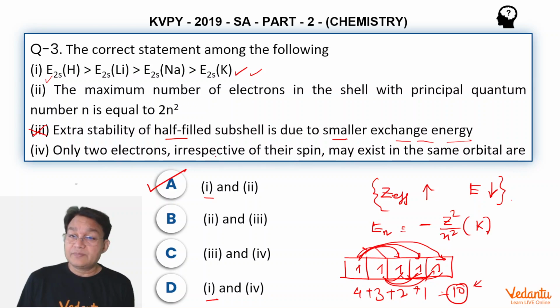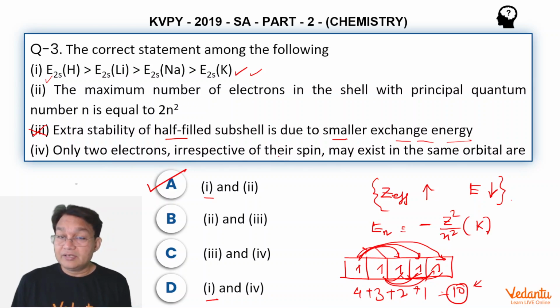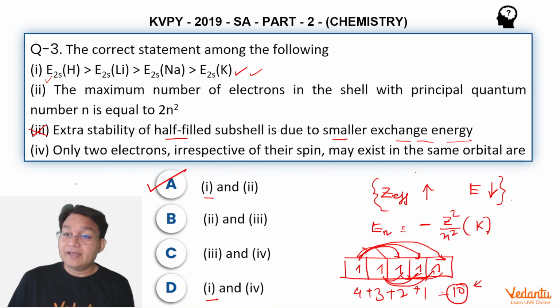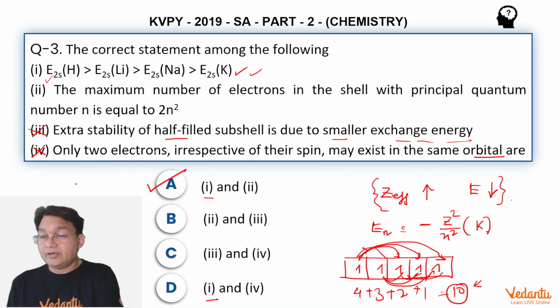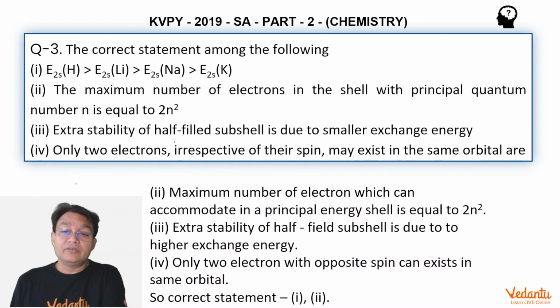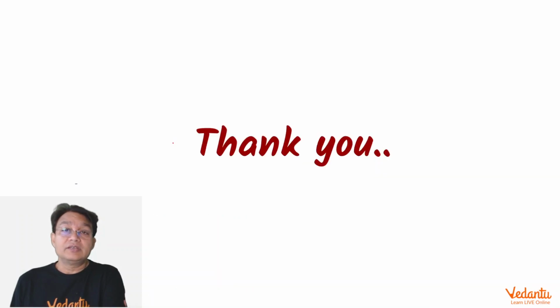Only two electrons irrespective of their spin, that is wrong, because two electrons can exist in the same orbital only with opposite spin. It's not possible for two electrons with the same spin to exist in the same orbital. That is against the Pauli exclusion principle, so option 4 is also incorrect. So the only options you are left with are 1 and 2. I hope that you understand this solution. Stay tuned for detailed discussions of such questions. Thanks for watching.